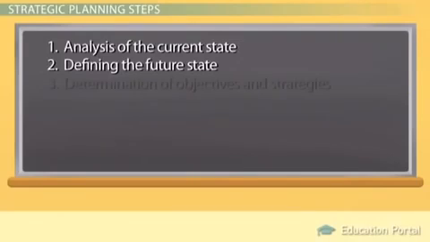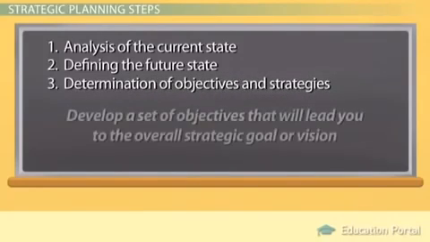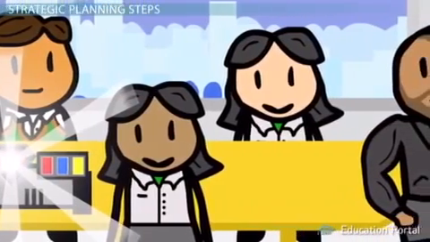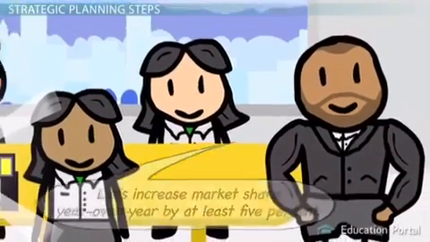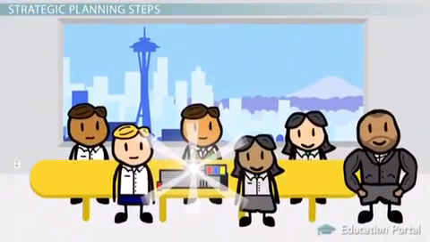Number 3, determination of objectives and strategies. Now that you have defined the organization's vision and mission, you can develop a set of objectives that will lead you to the overall strategic goal or vision. For example, an objective may be to increase market share year over year by at least 5%. Think of achieved objectives as building blocks in constructing your goal or vision.